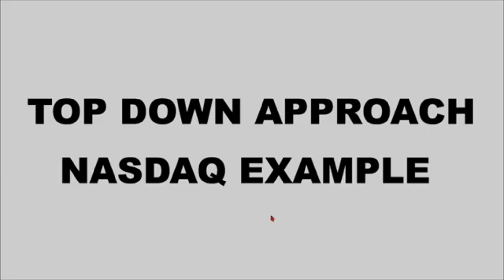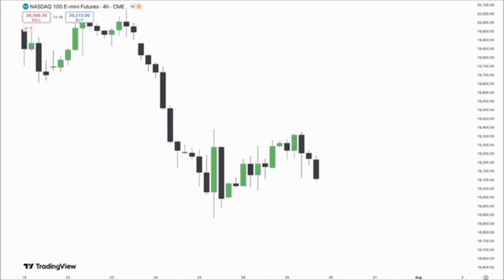Now let's move on to our final example with the Nasdaq E-mini futures on the 4-hour chart. The price is moving within a range, but is overall in a bearish trend, so we'll mark the ERL. Let's see what happens next.